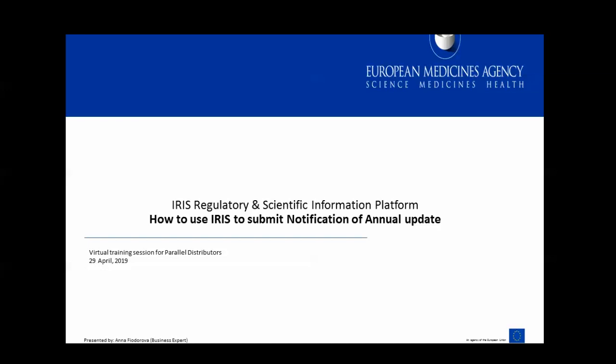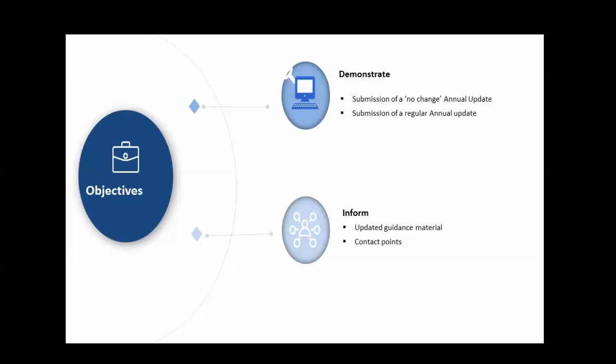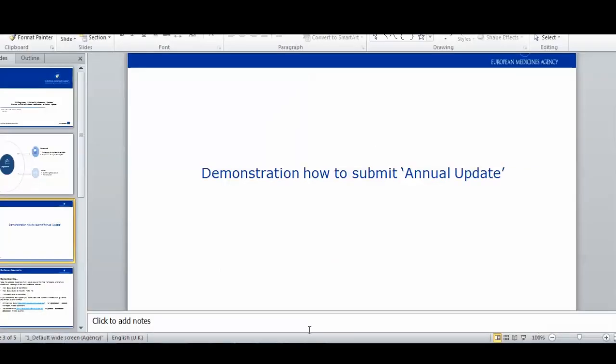Today, I will introduce you to the submission of two types of annual updates, which is a no-change annual update and a regular notification of annual update. And later on, we will also update you on the revised guidance material as well as the contact points. We shall now proceed with the demonstration.